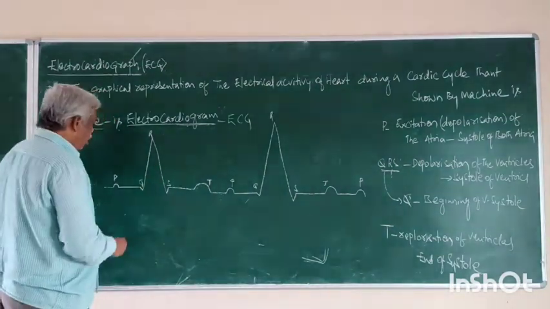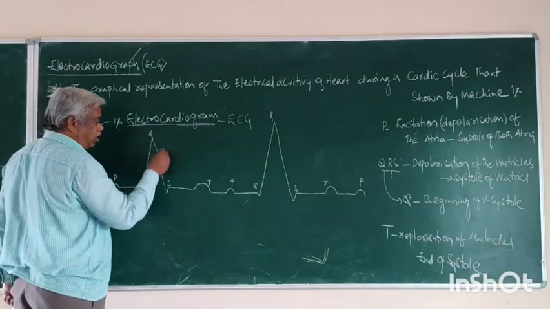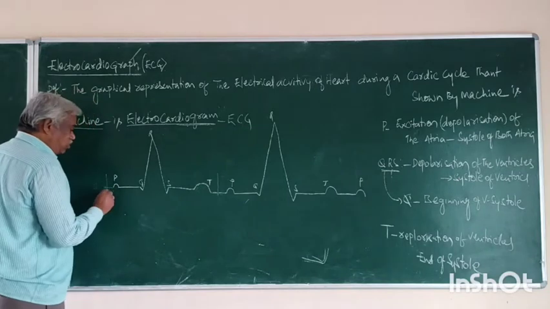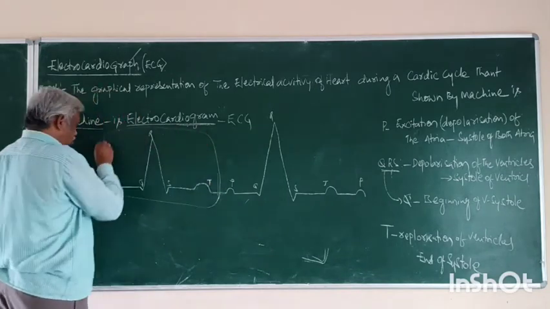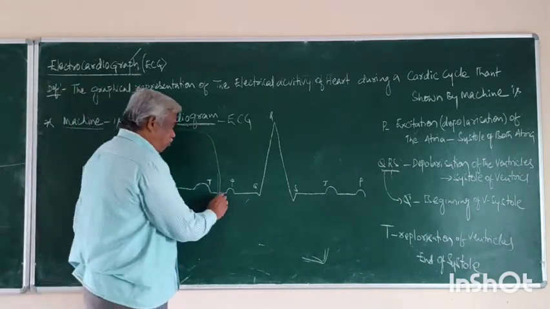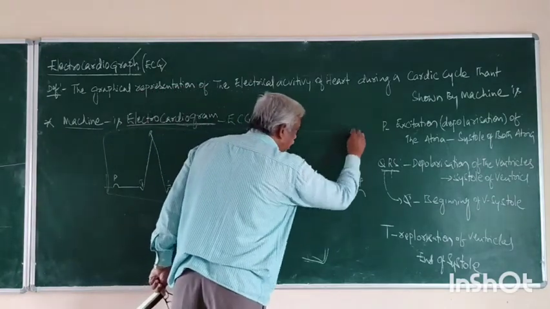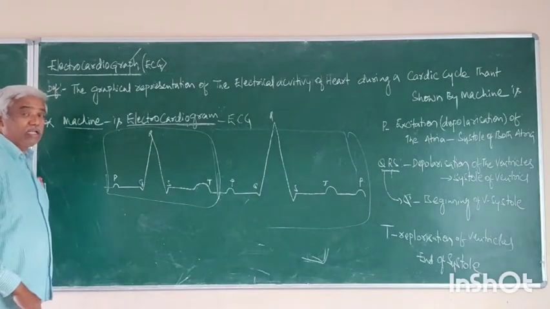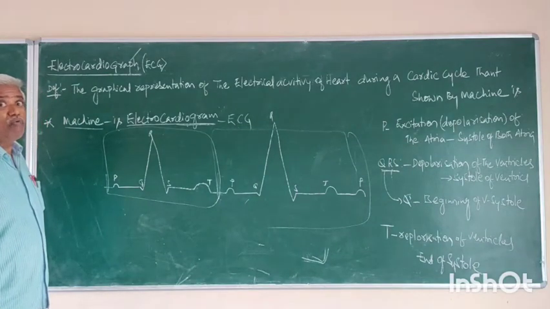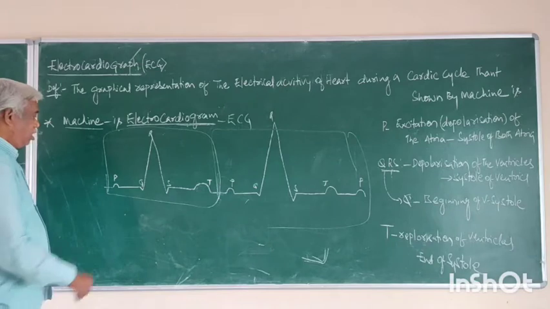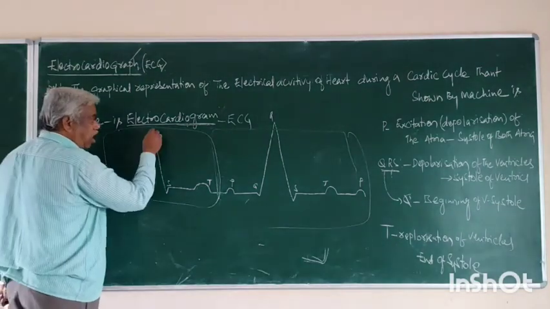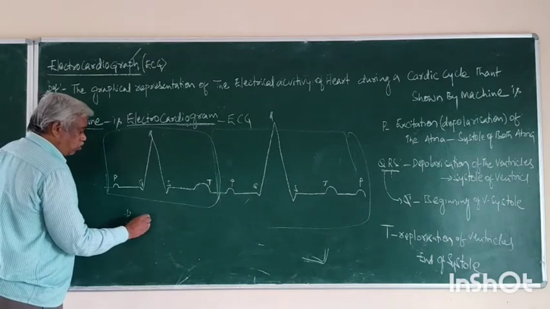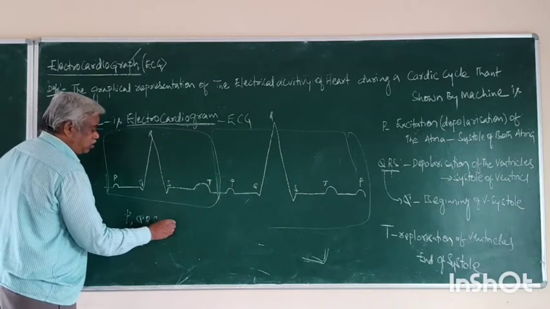P, Q, R, S, T. From this to this is one cardiac cycle. From this to this is another cardiac cycle. And each cardiac cycle contains how many alphabets, starting from what to what? P, Q, R, S, T.